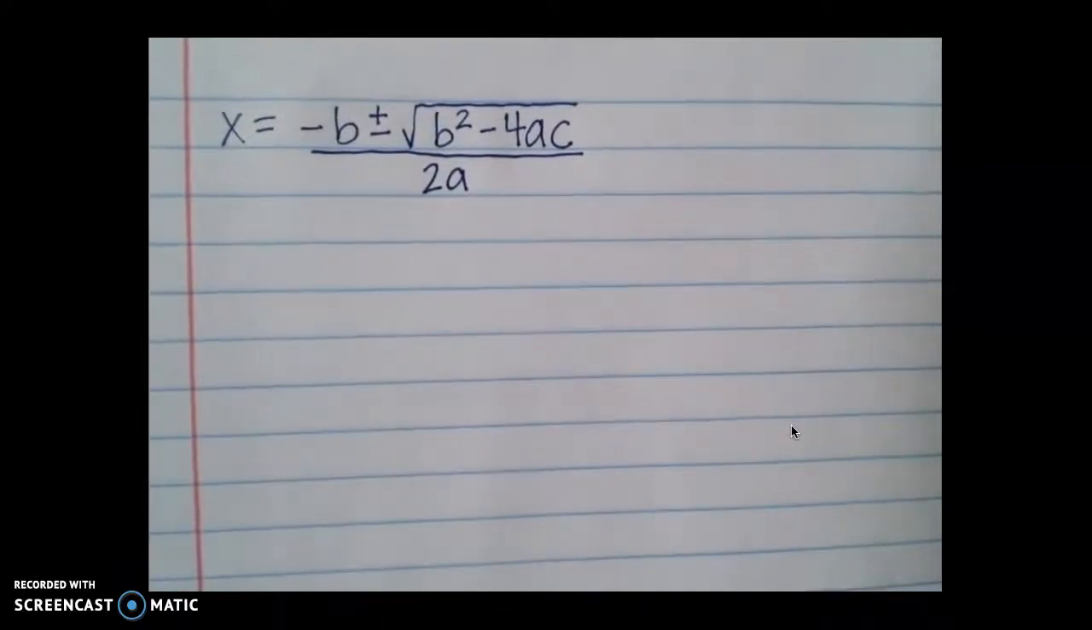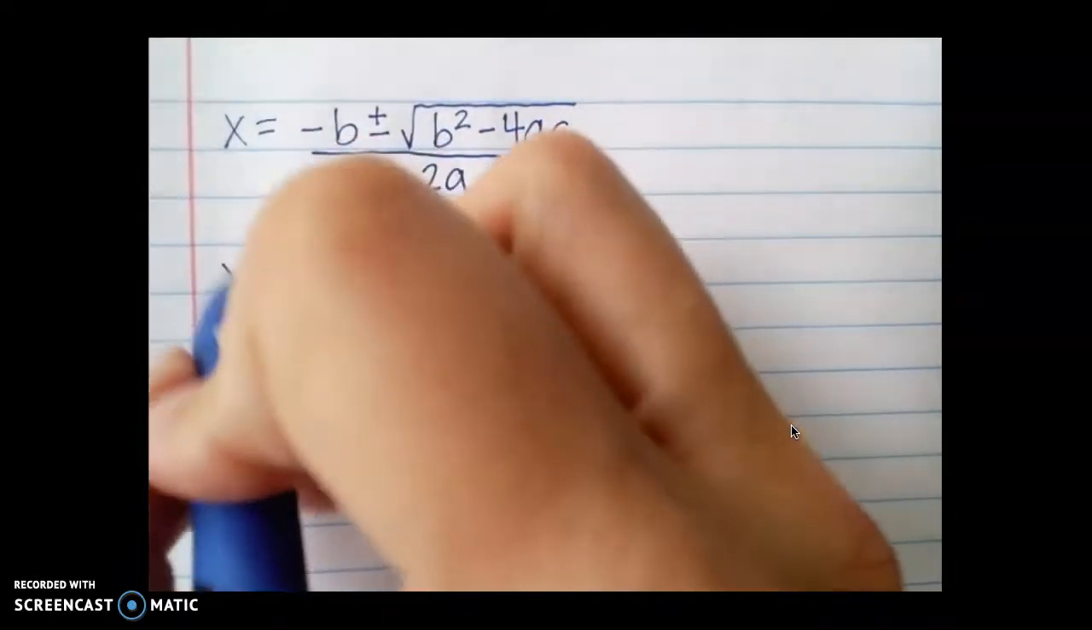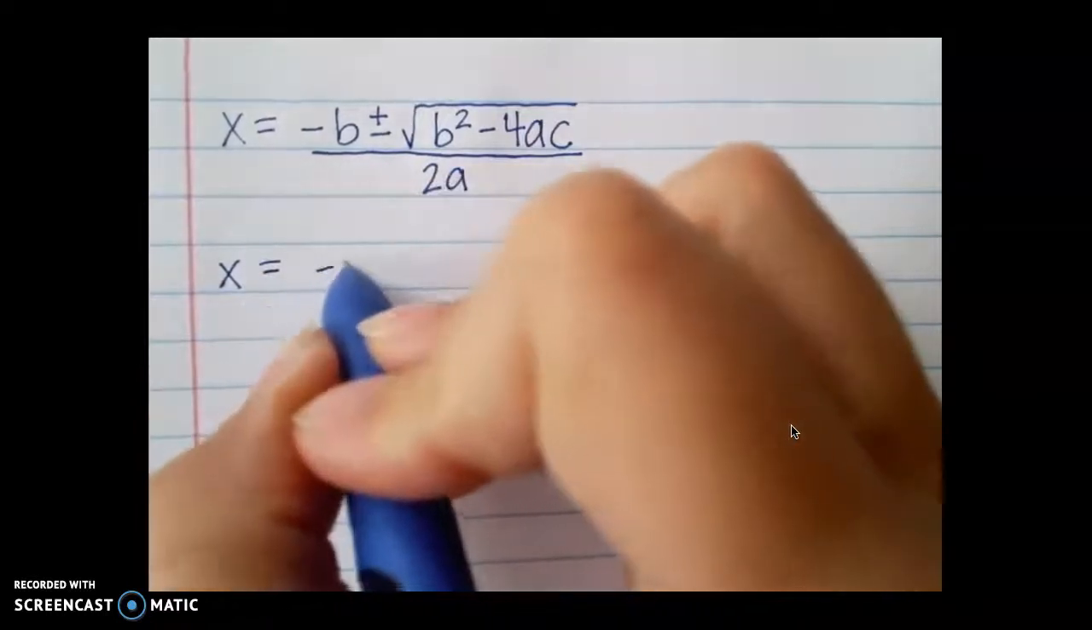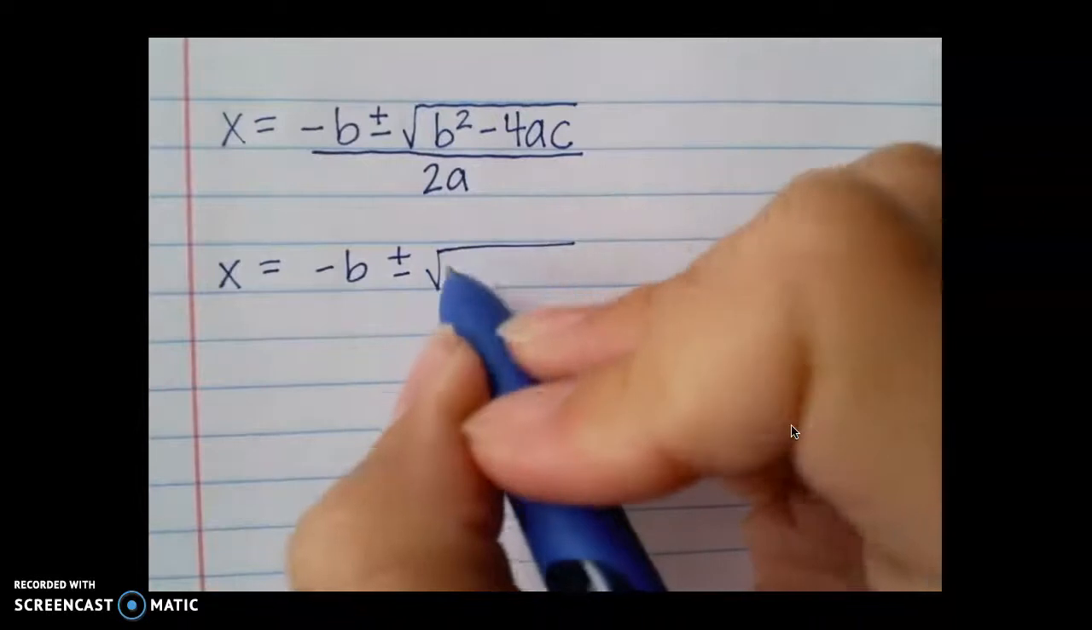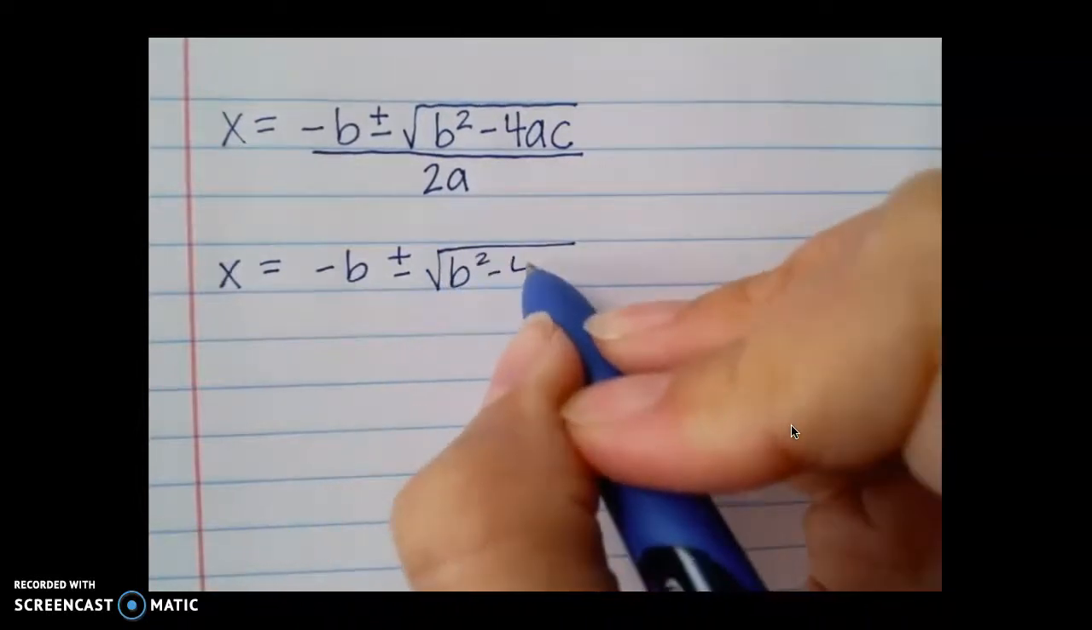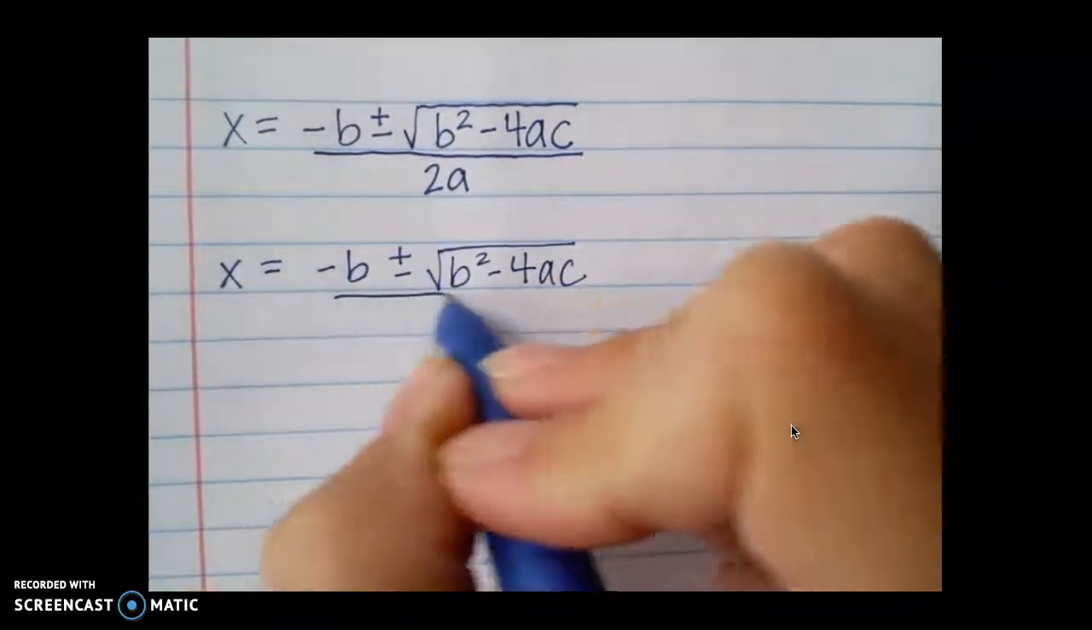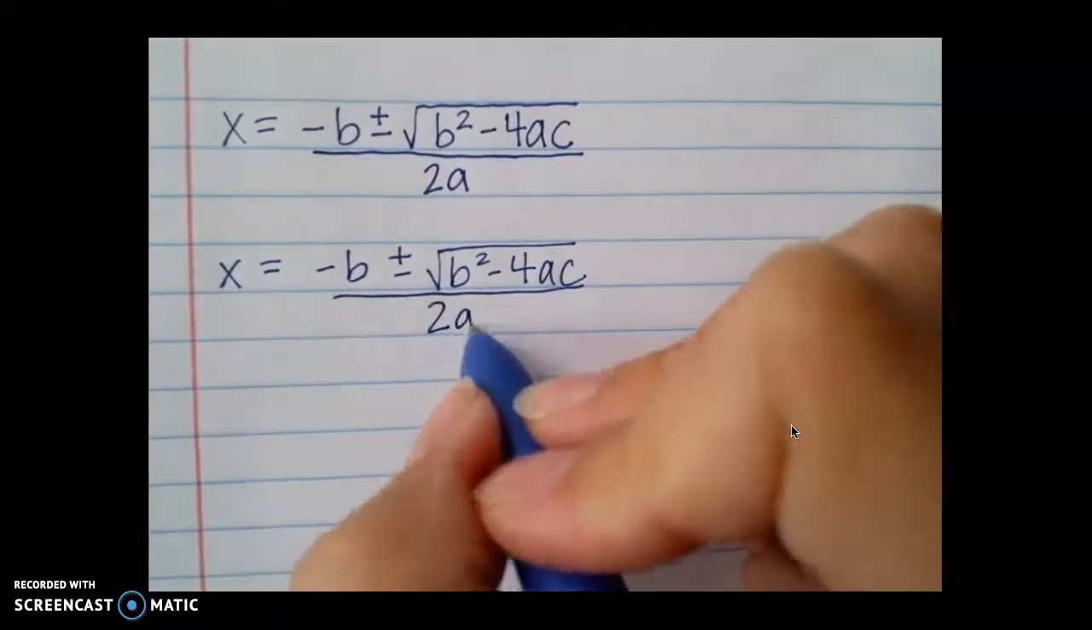Okay, are you ready for me to sing it? Okay, get ready. Here we go. X equals opposite b plus or minus the square root of b squared minus 4ac all over 2a.